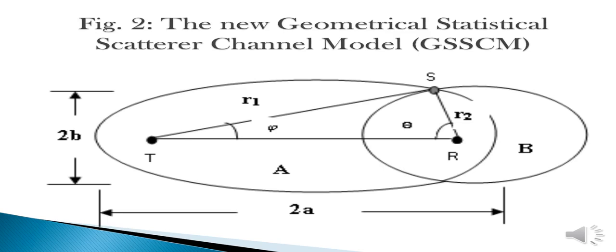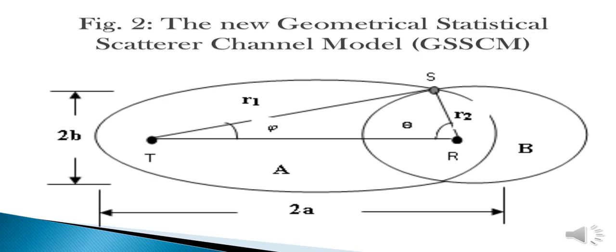This is a physical representation of the geometrical statistical scatterer channel model, which is the GSSCM. Here we have two ellipses which are overlapping, ellipse A and ellipse B. For ellipse A, we have the transmitter and the receiver, as you can see T and R, at the foci of ellipse A. Meanwhile, on ellipse B, we have only the receiver at the center of ellipse B. Now, the reason for this is that the circumference or the area surrounding the ellipse is characterized by scatterers.